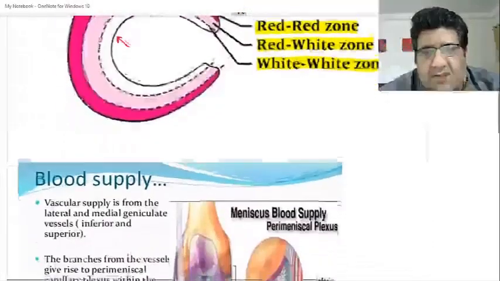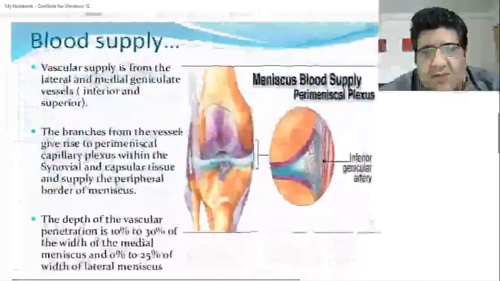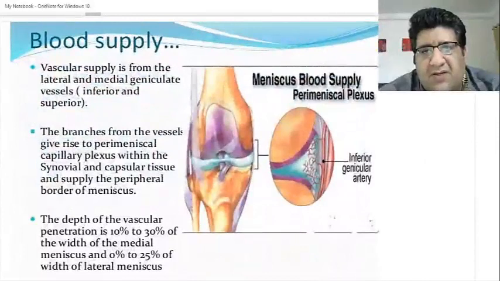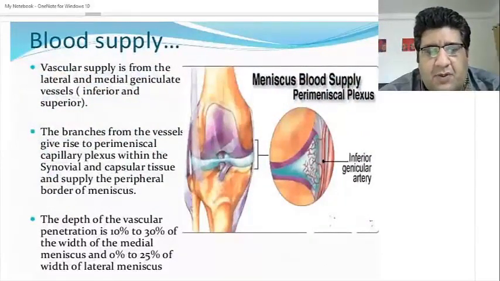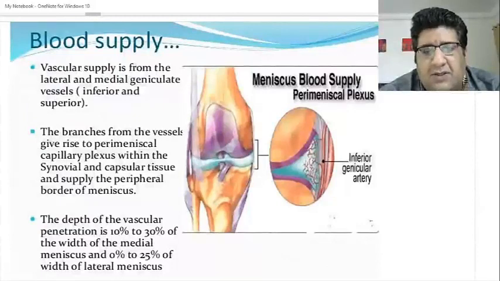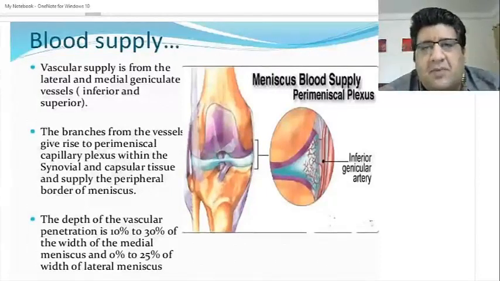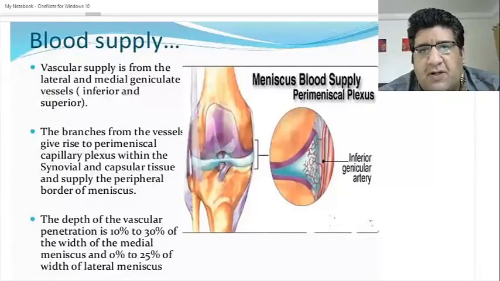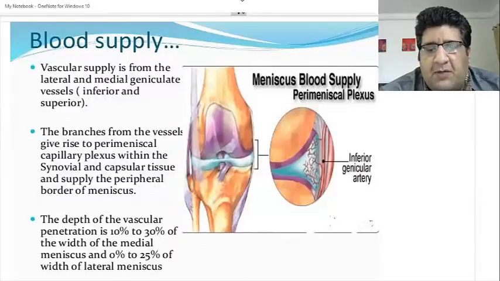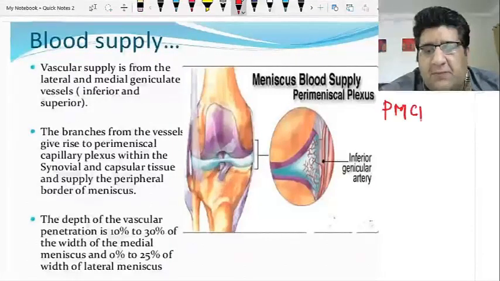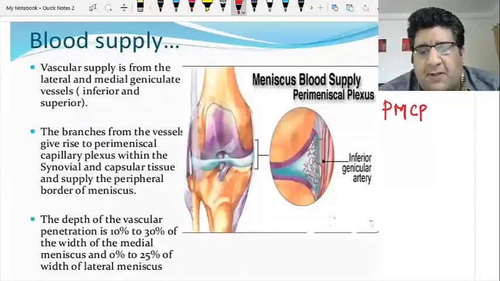Now after this, let me make things a little more clear to you. You have to understand that the menisci get their entire vascular supply from the lateral and the medial geniculate vessels. Of course, they give superior and inferior branches, that's important. But what is more important is that the medial and the lateral geniculate vessels supply them. The superior and the inferior branches from the medial and lateral geniculate vessels combine together to make something which is called PMCP. What do you mean by this PMCP? PMCP means perimeniscal capillary plexus.